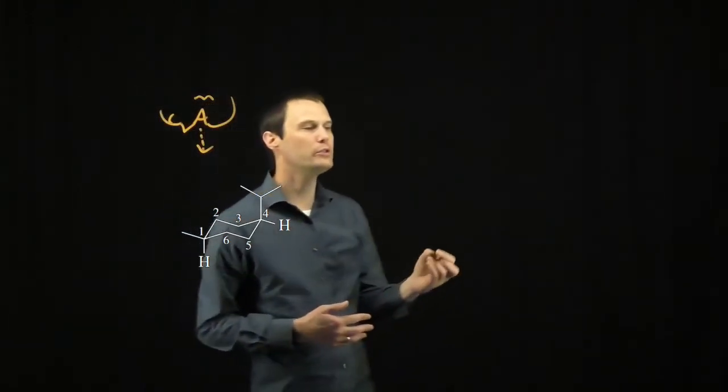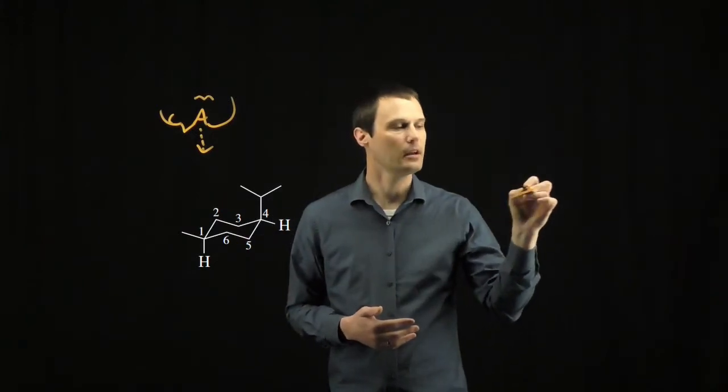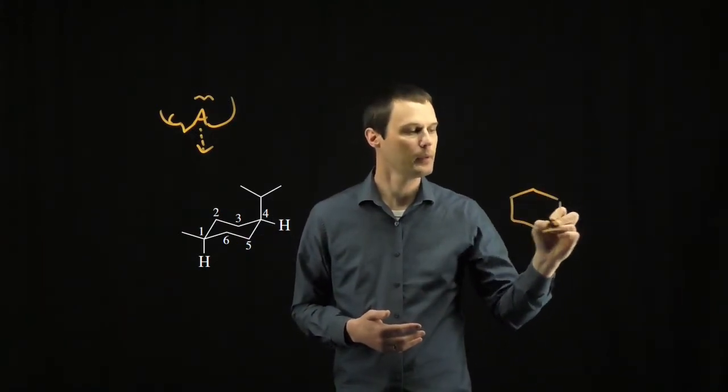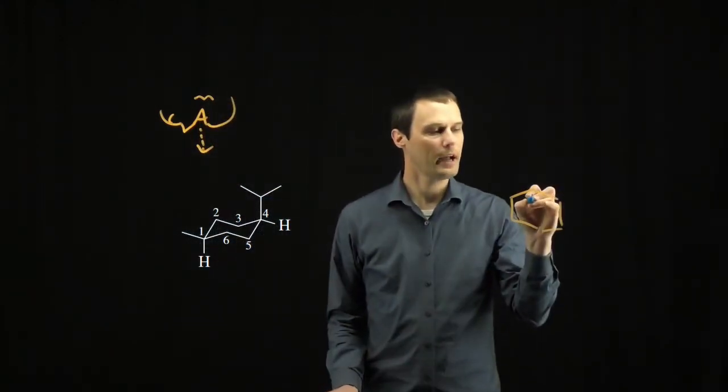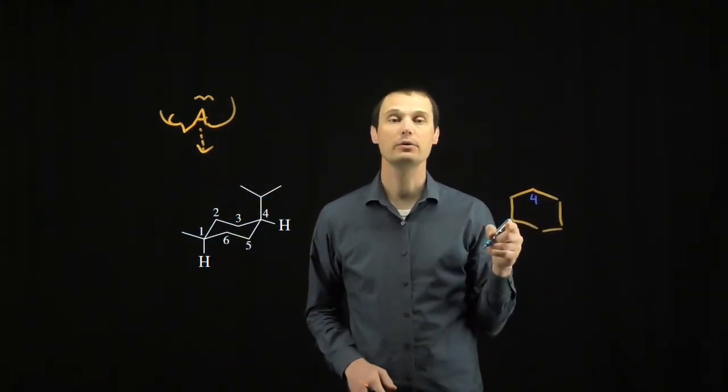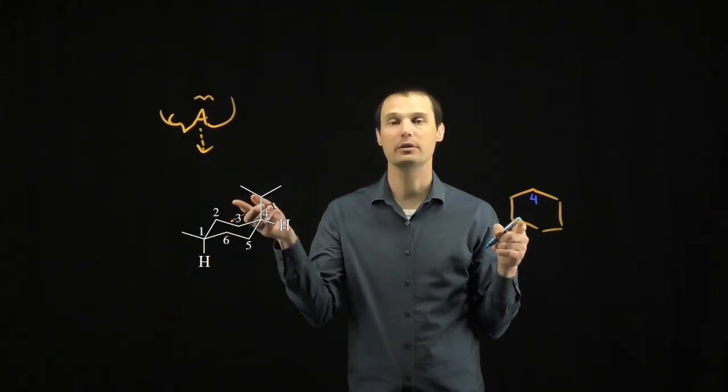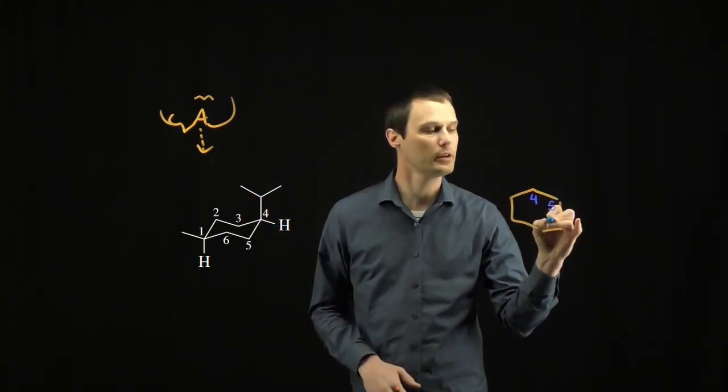The first thing we should do is draw our cyclohexane in our line angle planar structure form, and we should number the carbon atoms as well. Let's put carbon number 4 at the top, and we need to continue to number this molecule. This one is numbered clockwise, and so we need to number this one clockwise as well.